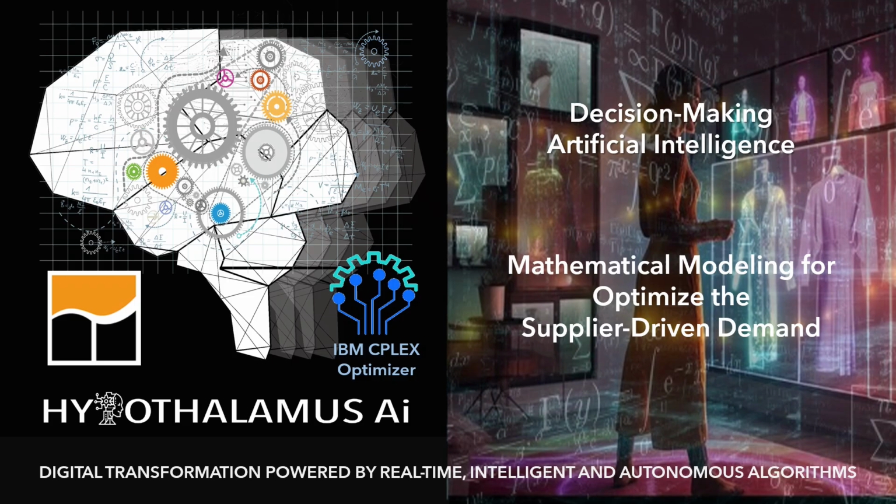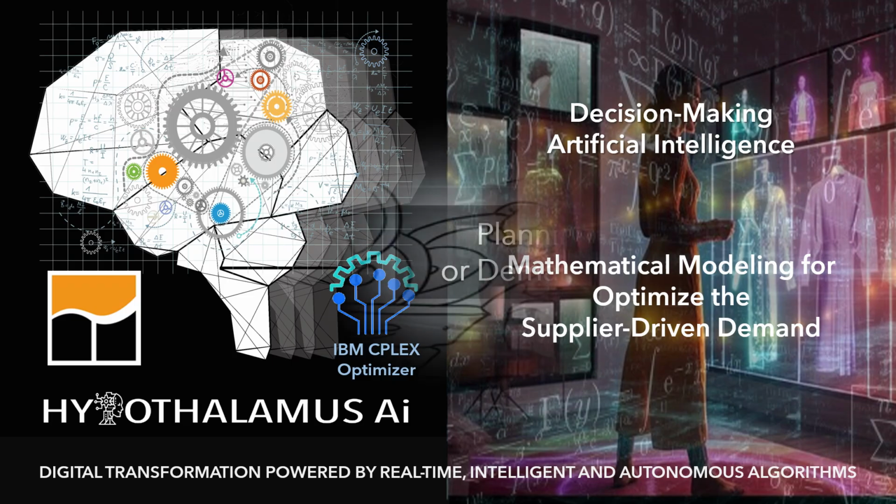The predictive artificial intelligence models are implemented in the General Algebraic Modeling System, GAMS, and use IBM CPLEX as the optimization solver. The two companies are business partners of HY. HY is a company at the forefront of high-performance artificial intelligence.